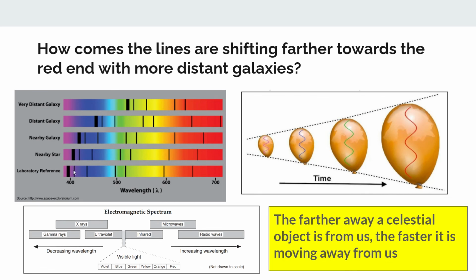So, how come the farther we look out into the universe, the more the lines are shifting towards the red? That's because the farther away a celestial object is from us, the faster it's actually moving away from us. And that's what we're seeing here. The farther away something is from us, the faster it's moving away as the universe is expanding. And that's it.